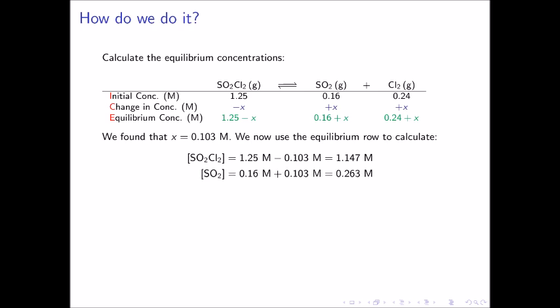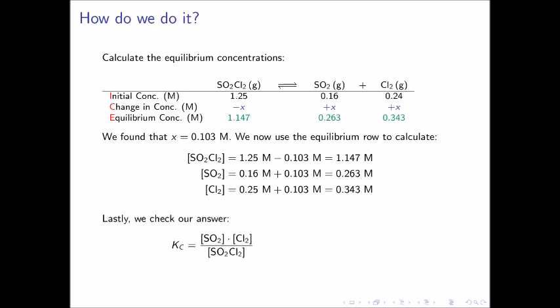For the sulfur dioxide, we begin with 0.16 molar and increase by x, or 0.103. The resulting equilibrium concentration is 0.263 molar. Lastly, for the chlorine, we begin with 0.24 molar and increase by x, or 0.103 molar. This gives us an equilibrium concentration of 0.343 molar for chlorine.